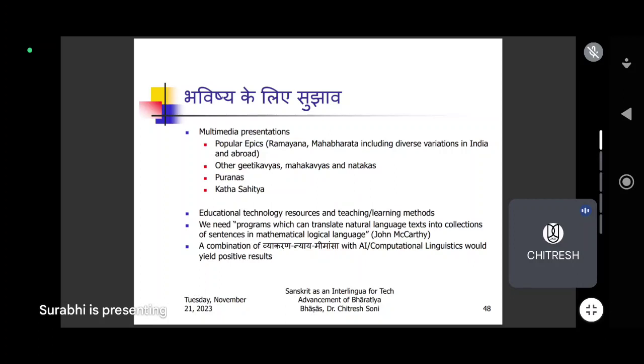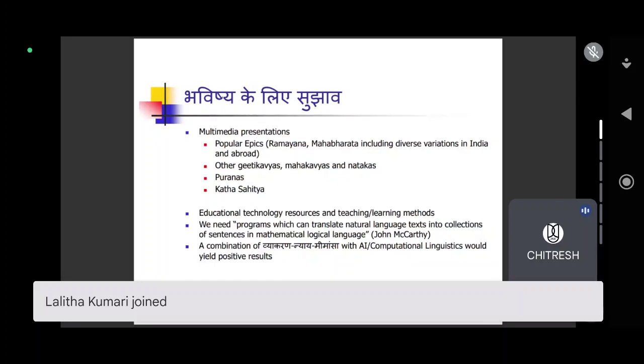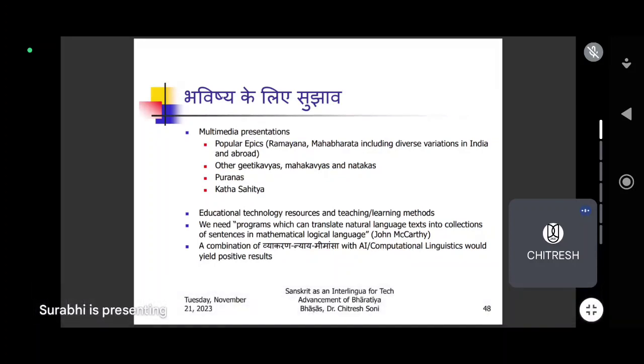And as John McCarthy has said, programs which can translate natural language text into a collection of sentences in mathematical logical language, and then a combination of Vyakaran, Nyaya and Mimamsa with AI and computational linguistics would yield positive results.